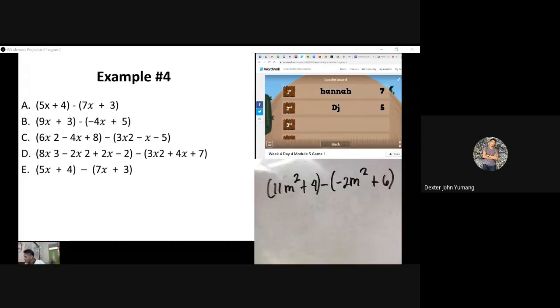Okay, just post your answer if you have the answer now. As well, 13m squared minus 2. Same with Asnya. Chester, the same. Angel, the same. Pearl, the same. Let's find out if your answers are correct.